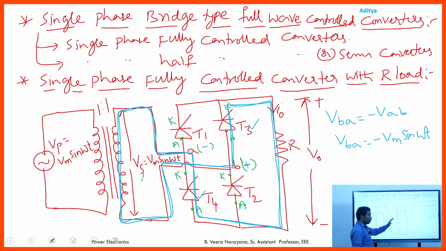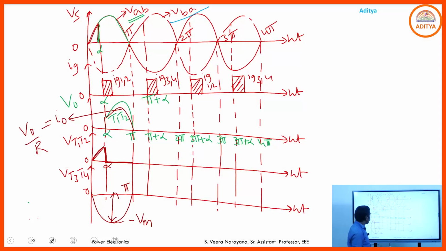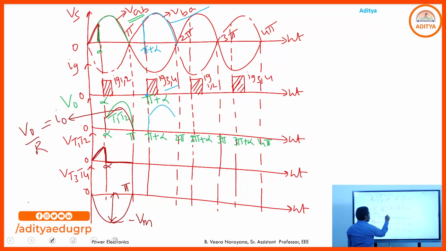In this way the current will flow through the circuit. If you go through the output voltage and output current waveforms here, at omega t equals pi plus alpha, we provide the gate pulse to T3 and T4. So the output voltage simply follows VBA. VBA means this portion from pi plus alpha to 2 pi. Hence the output voltage will be like this. Here T3, T4 are in the on state. That notation is very, very important.